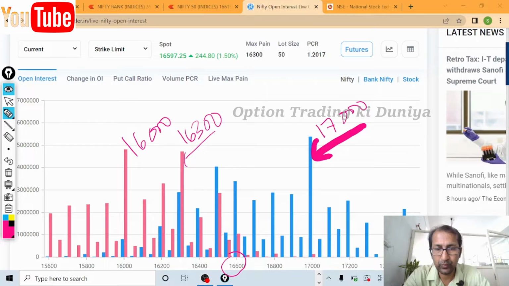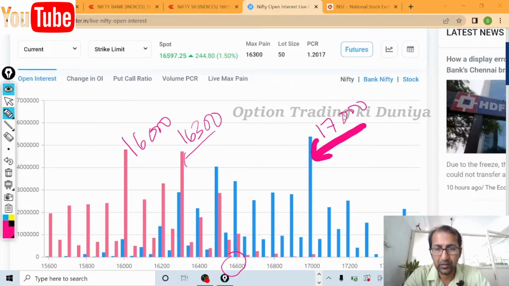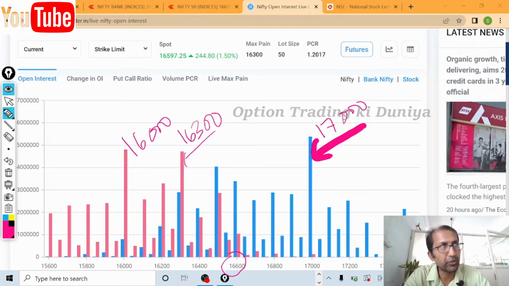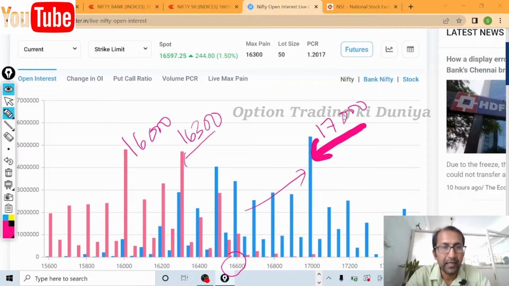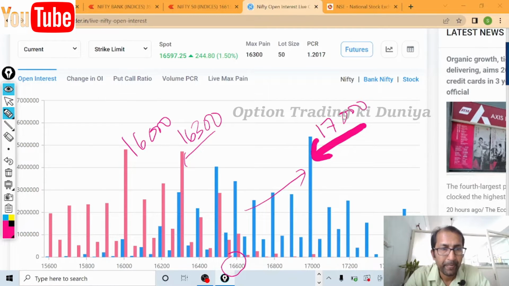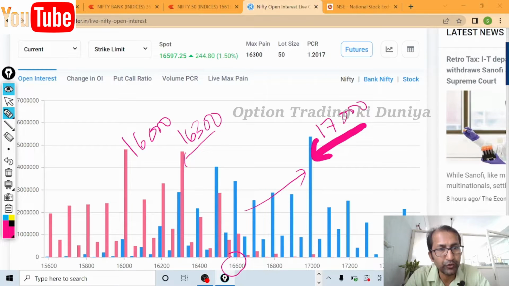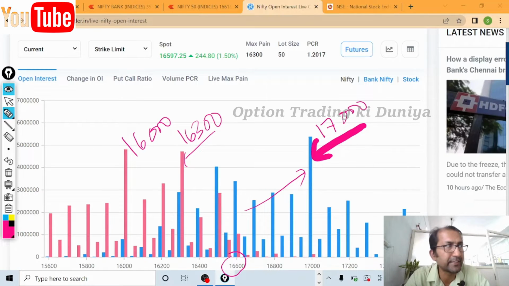So there is a chance that if it takes out 16,600, it can go as high as 17,000, and on the lower side 16,300 will be strong support, and also if that breaks, then we have got 16,000 as the major support.